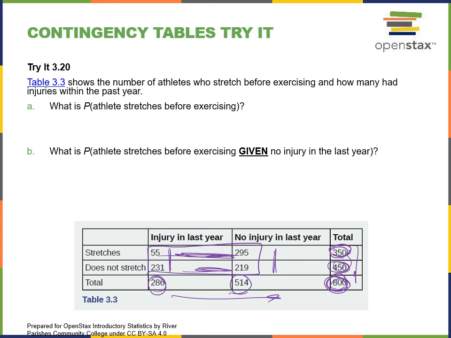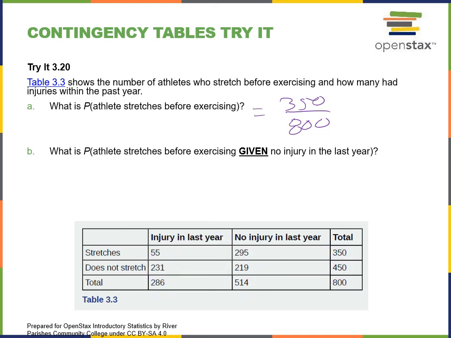So in this case, find the probability the athlete stretches before exercising. So these are all the people who stretch. There are 350 of them out of the 800 total. So 350 out of 800, that's your probability. That's not simplified. Again, I would turn that to a decimal or simplify the fraction, but nonetheless, there's your answer. All right, let's look at the next one.